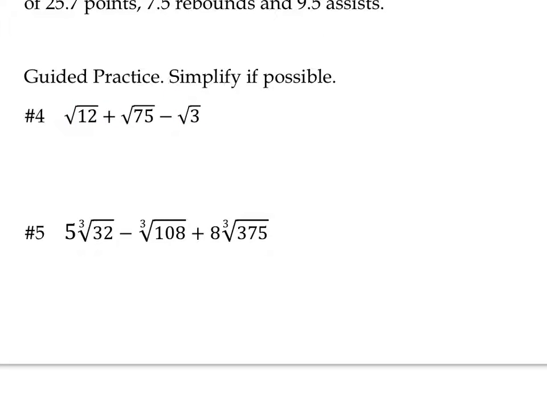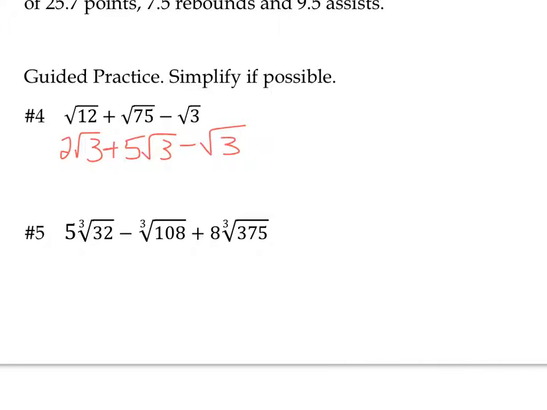But we can simplify each of these first to see if that will help us go any further. So the square root of 12 can be simplified to 2 square root of 3, because 12 is 4 times 3, so we know the square root of 4 is 2. And then plus, 75 is 25 times 3. We know the square root of 25, that's 5 square root of 3. Minus, the square root of 3 can't be simplified any further.